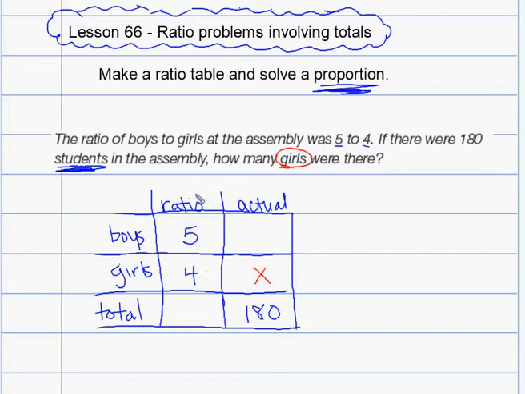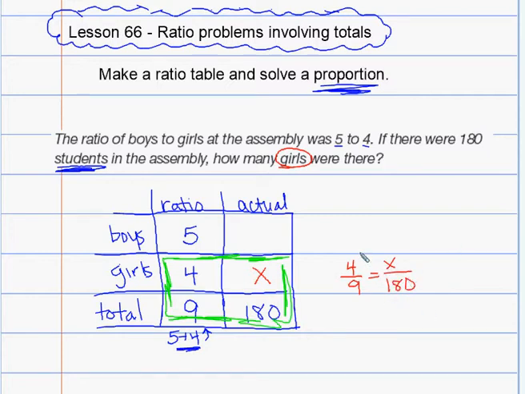However, my ratio total, if I have 5 boys and 4 girls, I know that there are 9 total students in my ratio. So this I find by adding my ratio together. Now I have enough information to create a proportion out of that information. So we are going to write 4 over 9 has to equal x over 180.